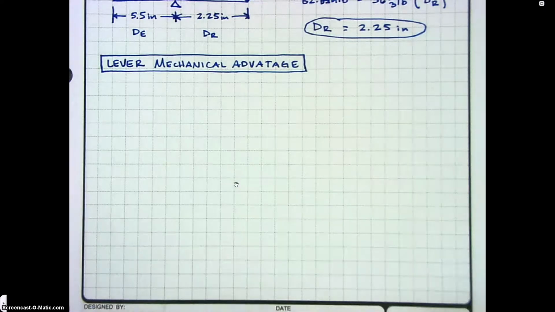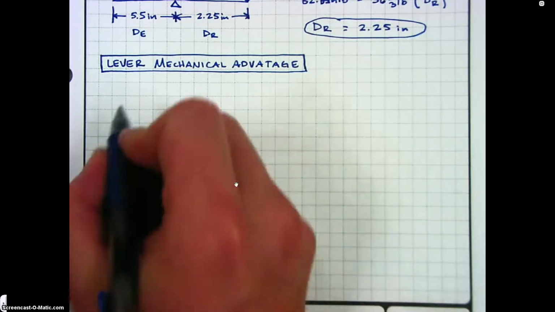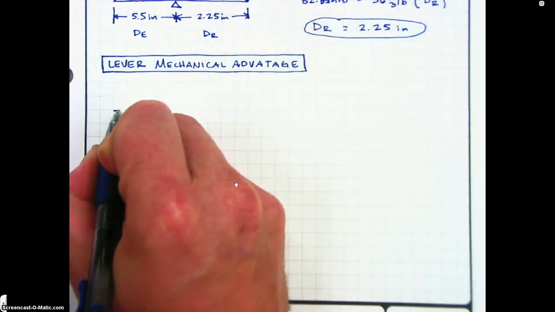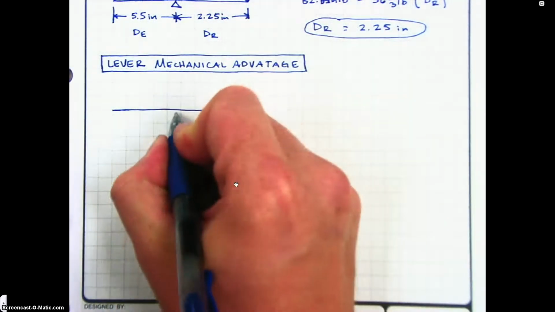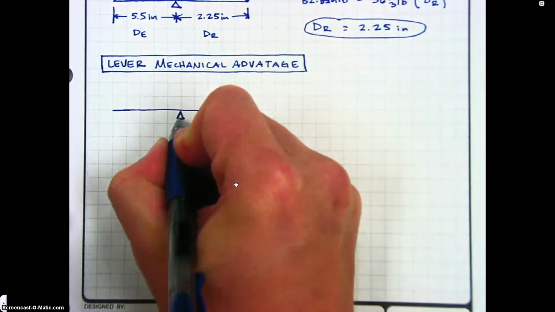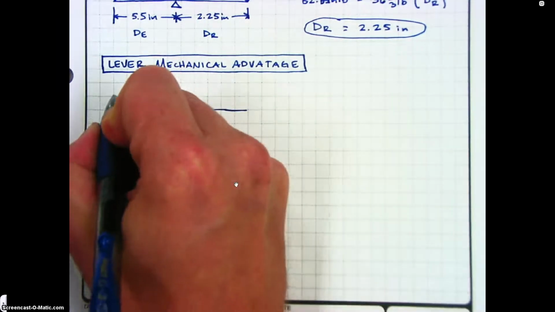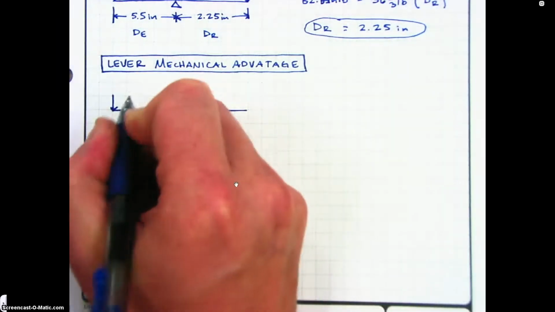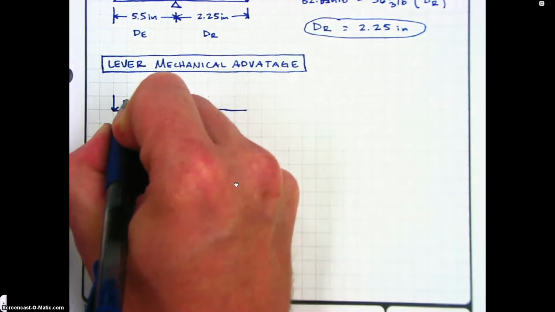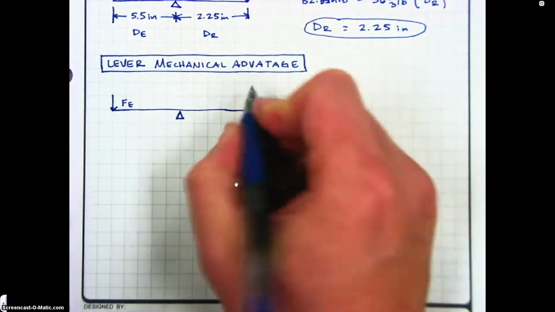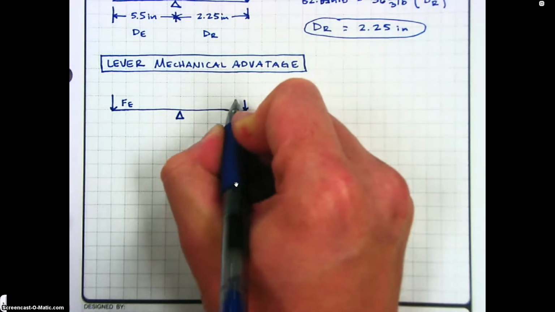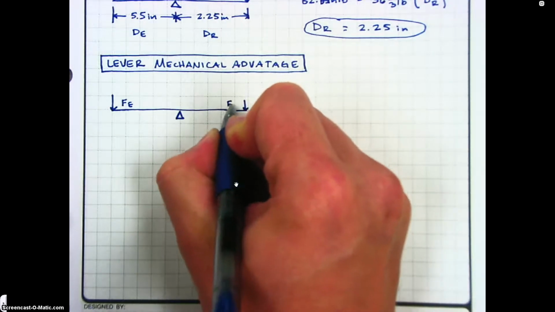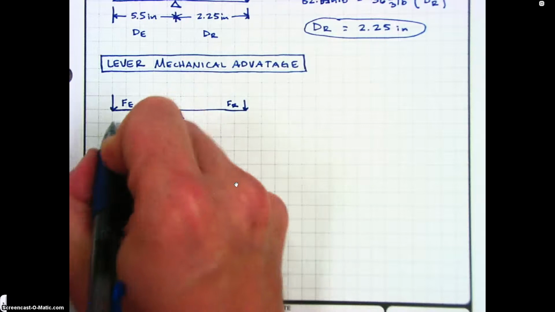We're going to work through some mechanical advantage calculations for a lever. And so again, let's first sketch out our system. Sketch out our lever system. We'll have a fulcrum. On one side of it we will have the force of the effort, or the effort force. On the other side we will have the force of the resistance, or the resistance force.